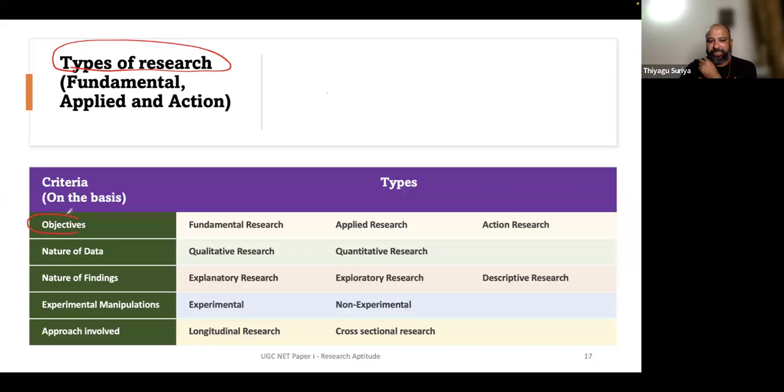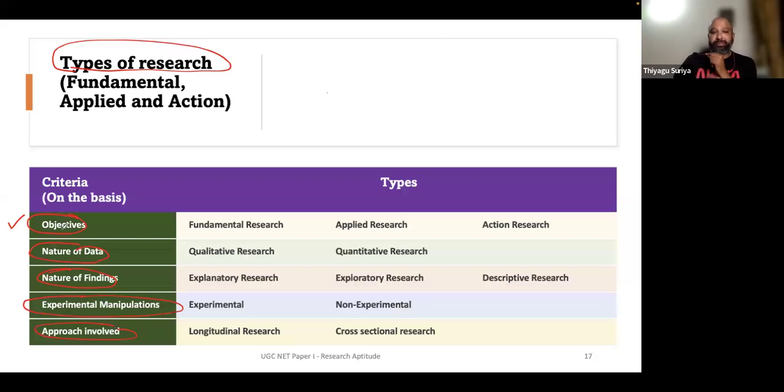The first criterion is based on the objectives, and the second criterion is the nature of the data. The third criterion is the nature of the findings. The fourth criterion is based on the experimental. The fifth one is the approach involved. So we can divide the entire research by these characteristics, and based on the characteristics, we can have the different types of research. These are the things we need to discuss now.